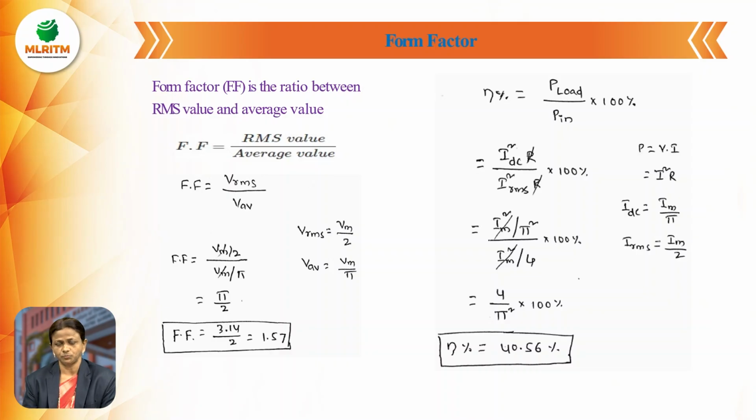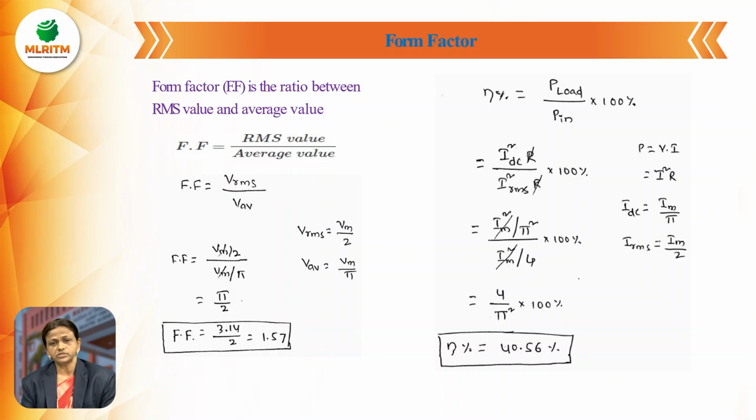Here output power is nothing but DC, and input is nothing but AC. Therefore, efficiency equals PDC by PAC. The formula for efficiency is the ratio of output power to input power. Here output power is DC, PDC. Input power is AC, PAC. So efficiency equals PDC by PAC. In terms of percentage, multiply with 100.